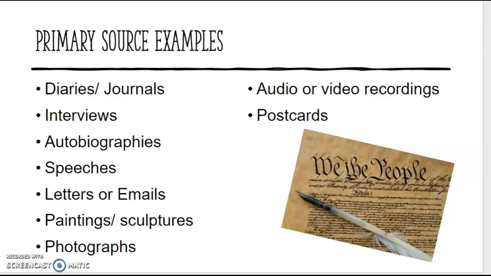Also, if you think about maybe in science when you talked about fossils, fossils are artifacts, so those are also a primary source. So anything that is created or was there at the time of the event. So my grandfather fought in the war, and so I have pictures of him that I'm going to show you in the war, and those are considered primary sources.